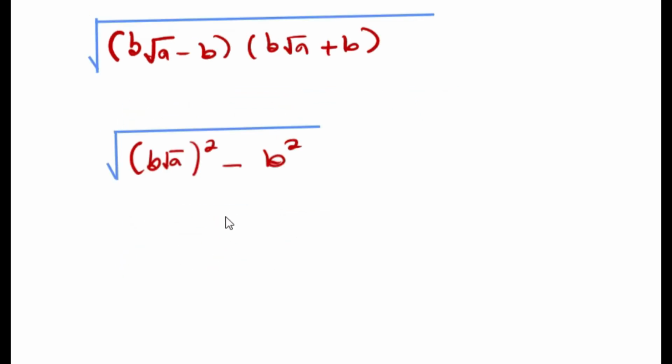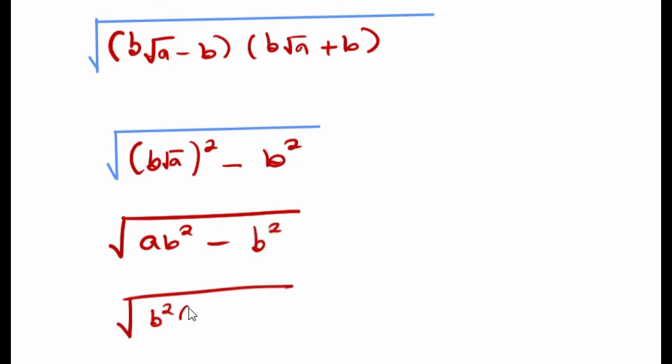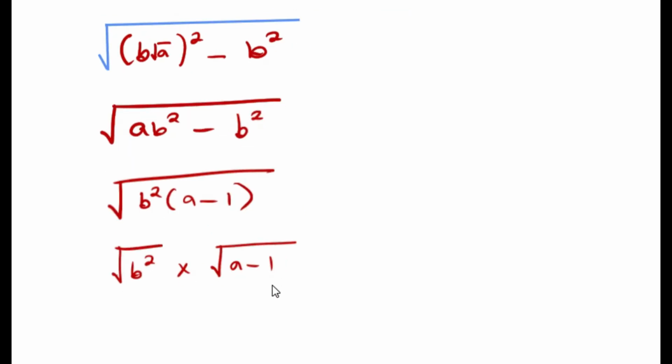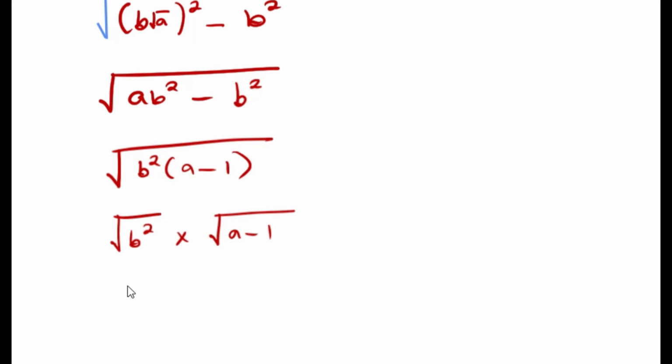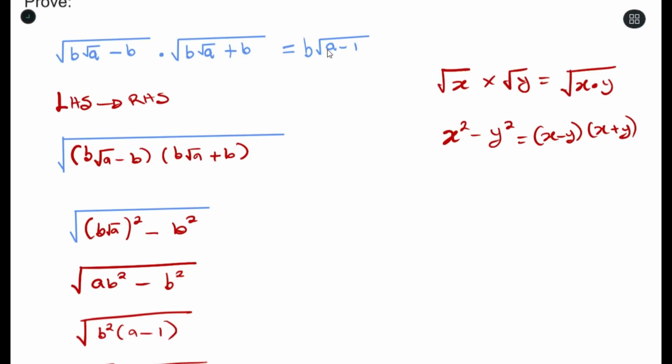so now simplifying this, you'll get, and therefore, as you can see, the answer is equal to b, the square root of a minus 1, which is exactly what we needed to prove. That's it.